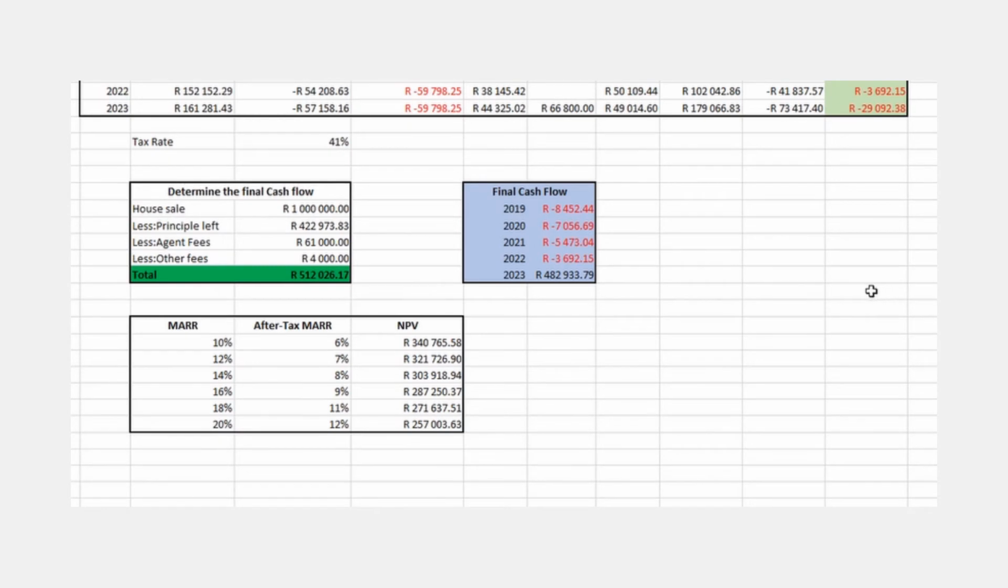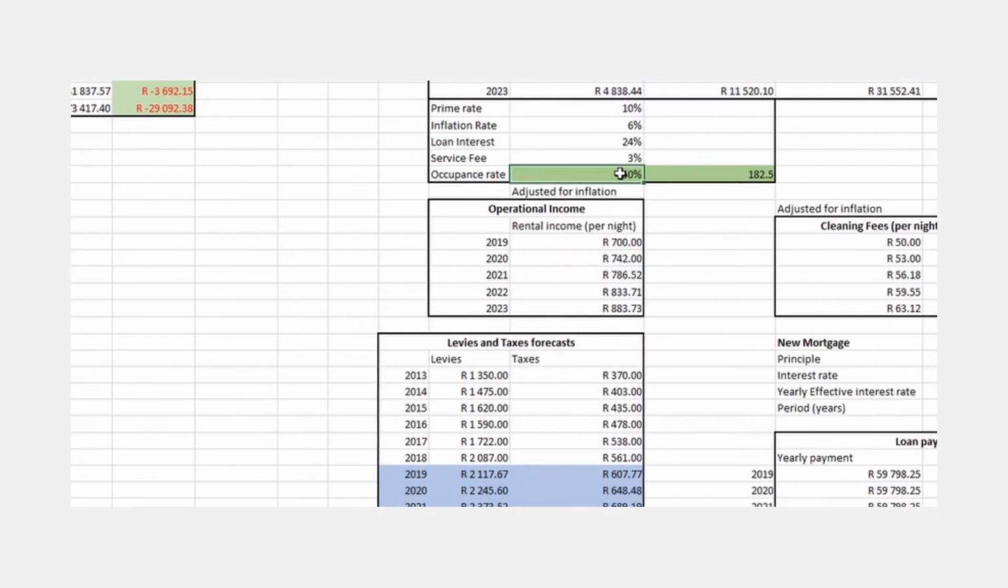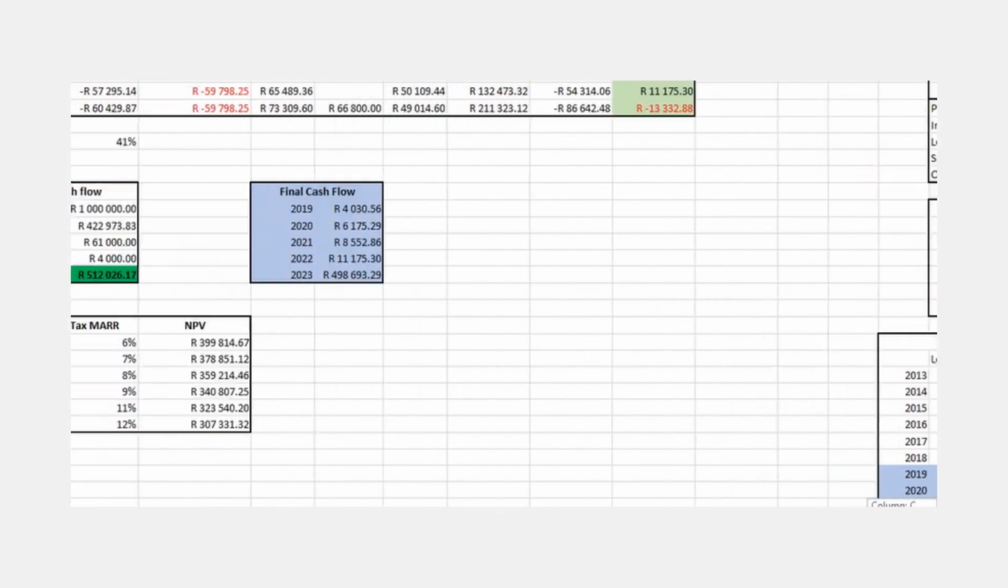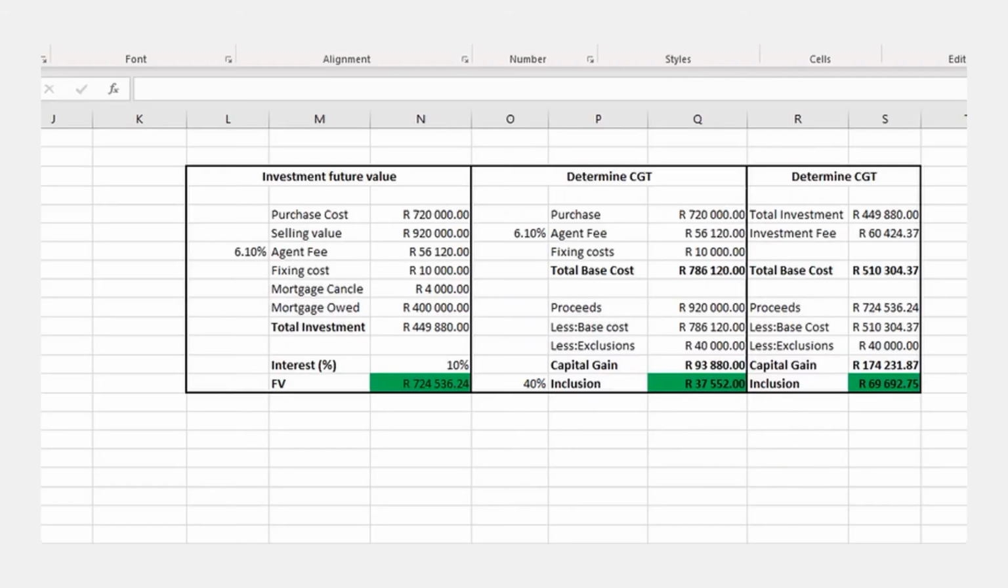I would also just like to point out the fact that this model is very sensitive to the occupancy rate. And so when we change this rate from something like 40% to, let's say, 60%, our model significantly changes. And we can see that our cash flows are now even positive, and our present values are significantly larger than the first option. Okay, and let's jump into option 3.